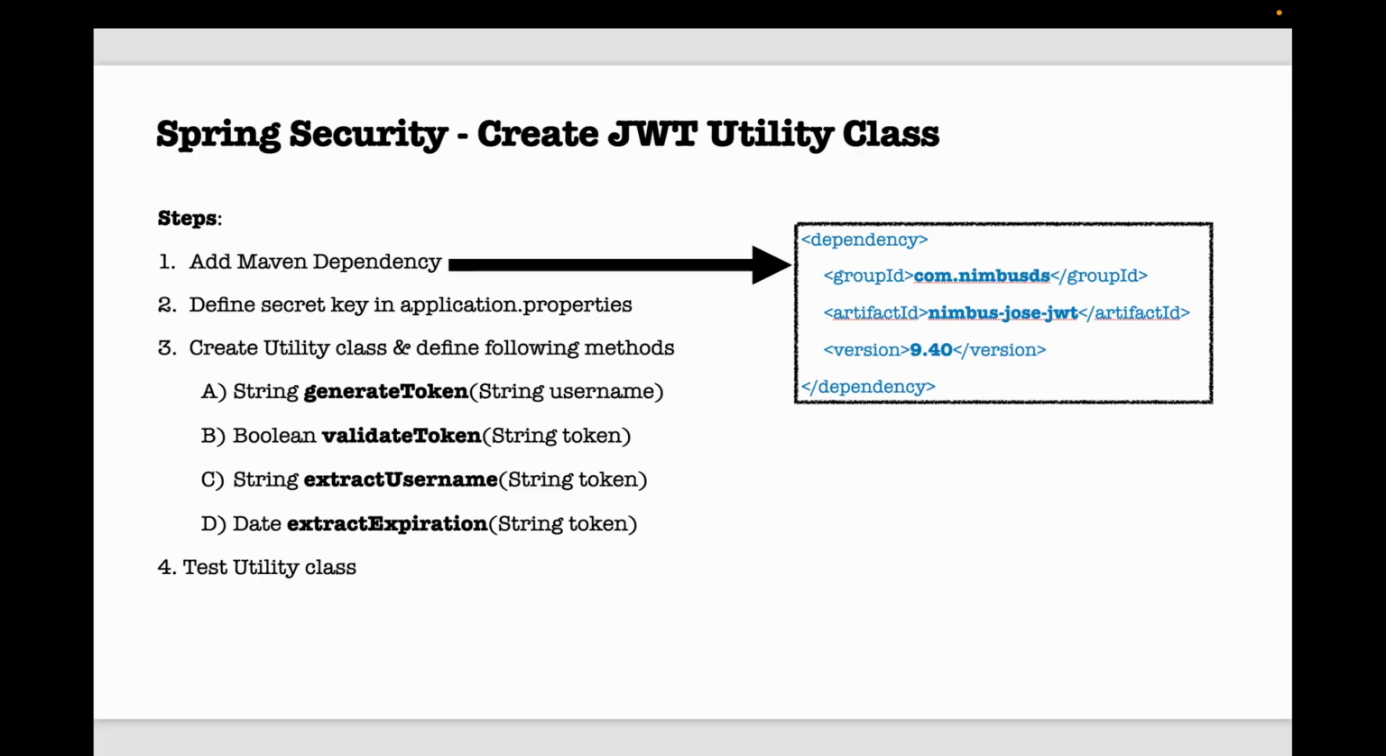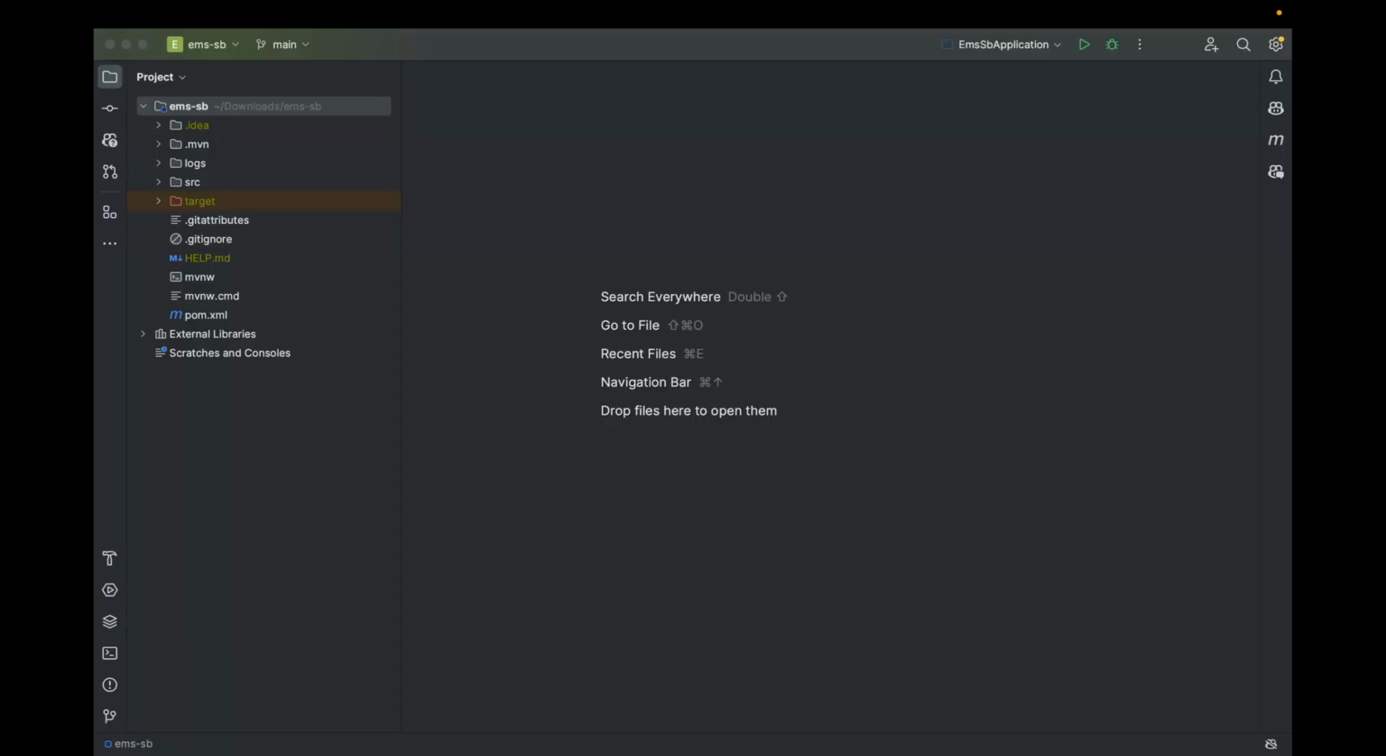In order to use JWT, we need one Maven dependency, and it's com.nimbusds. And then we need one secret key in the application.properties file. Then we will create a utility class and define a few important methods using the JWT library. For example, generate token, validate token, extract username, and extract expiration of the token. Let's add the Maven dependency.